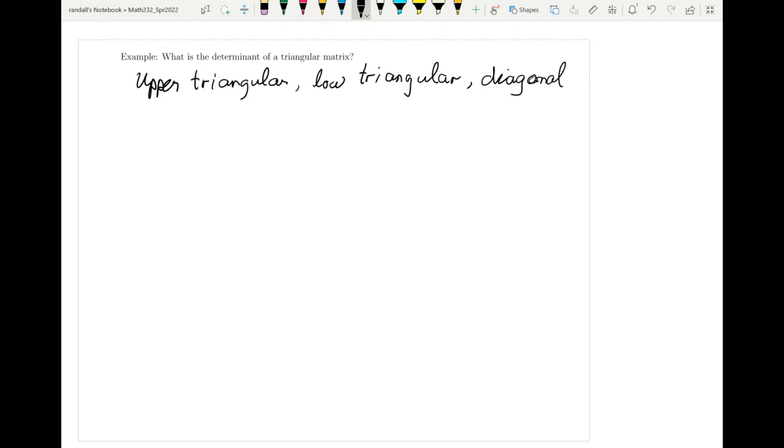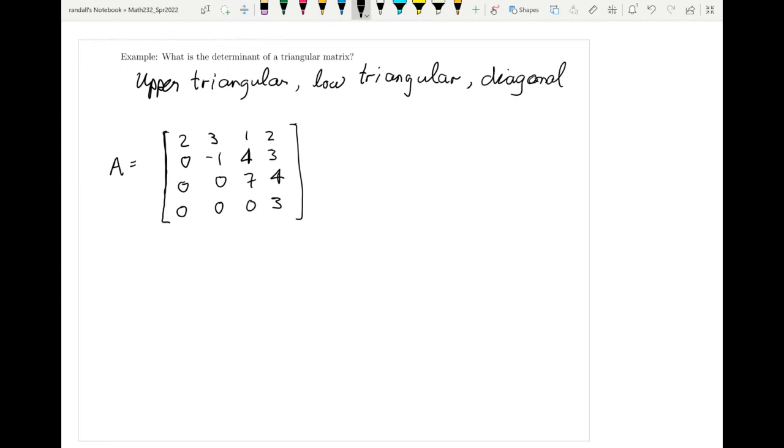And I'll just do one example and then I'll state the result, and you'll believe the result once I do this calculation. So I'll write down a 4x4 upper triangular matrix. All I have to do is make sure that the non-zero entries are on the diagonal or above. Okay, here we go. So there's an upper triangular matrix, 0 entries below the diagonal.